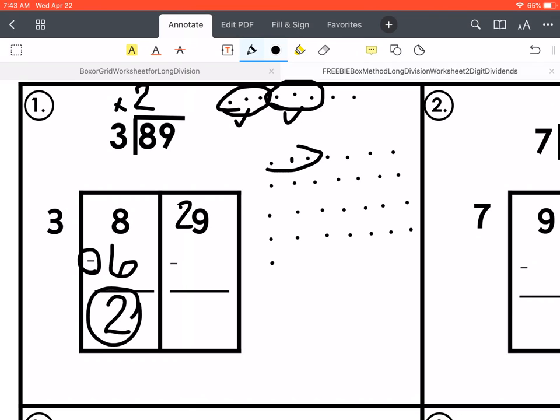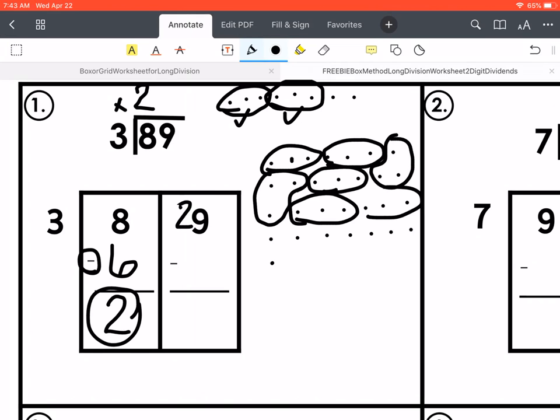So I have 1, 2, 3, 4, 5, 6, 7, 8, 9. I don't have enough to make another one. So I have 9 groups. So guess how many times 3 goes into 29?